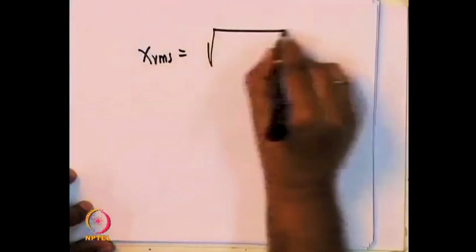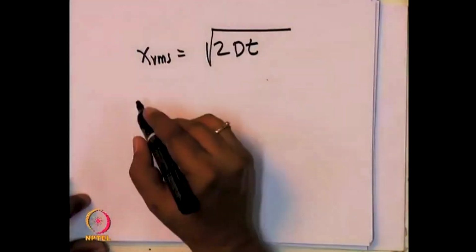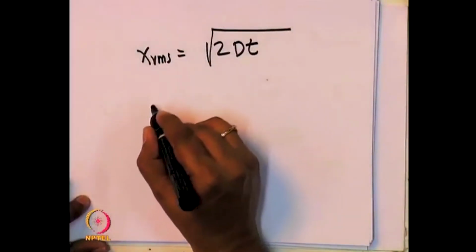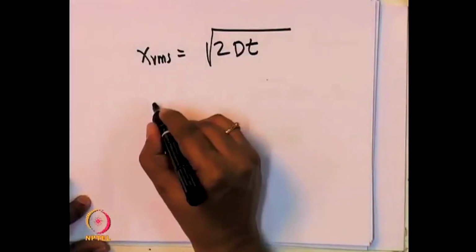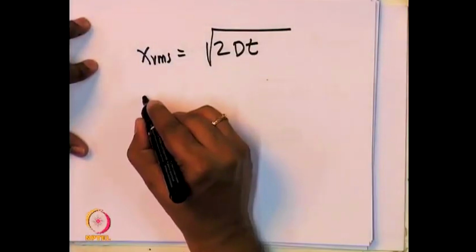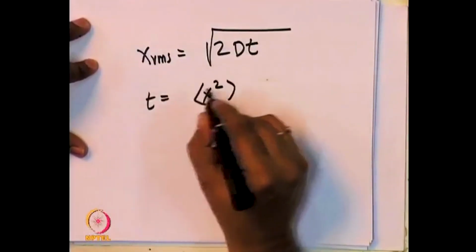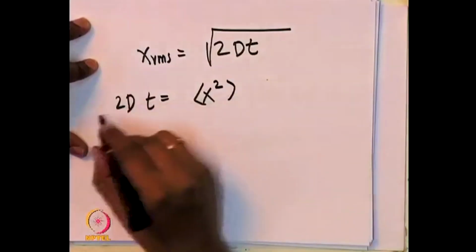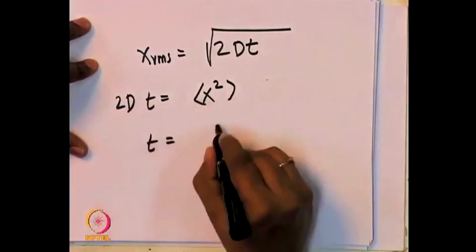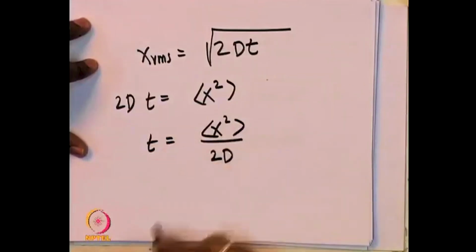So, let us take another example. What we have is x RMS is equal to root of 2 dt. Let us do it in another way. We had 2 dt is x square average. So, let us say t is equal to x square average by 2 d.